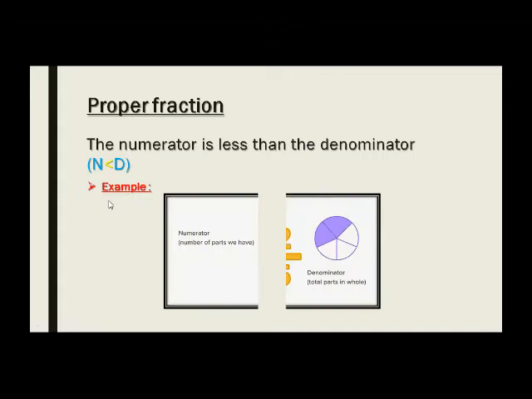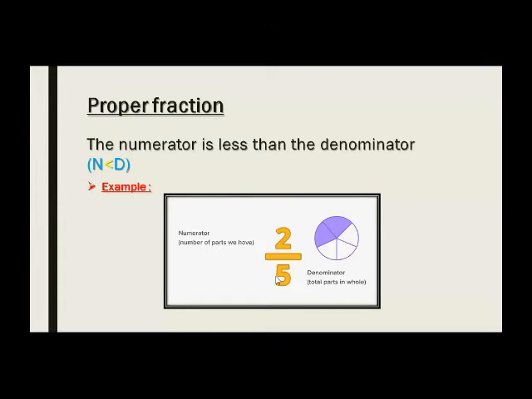An example of a proper fraction is, see, if we take a shape, a circle, and divide this circle into 5 parts, and we shade 2 parts. How will you write it as a fraction? You will write 2 upon 5, and see here 2 is less than 5, so that's why this is a proper fraction.